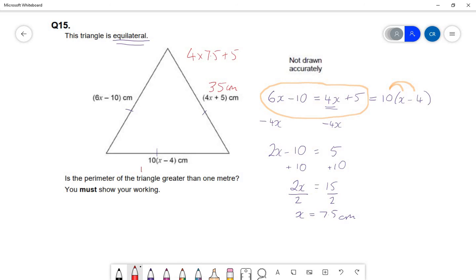So if I put it in here, I've got 10 times 7.5 minus 4. So that would be 3.5 times 10, which is 35, which is brilliant.